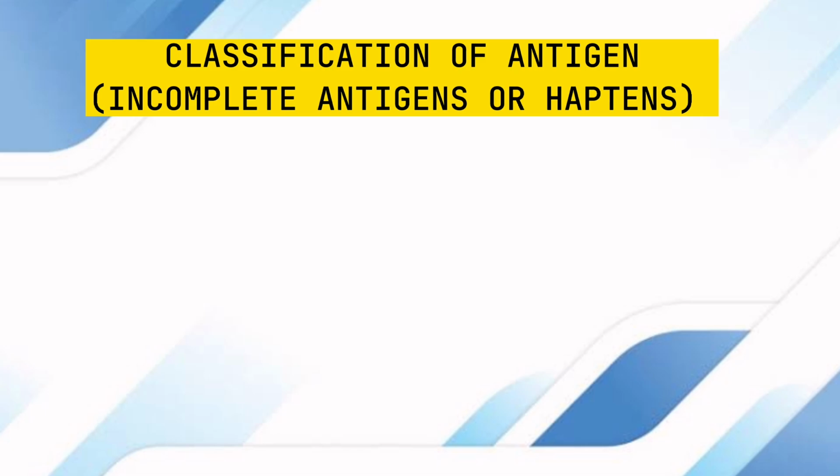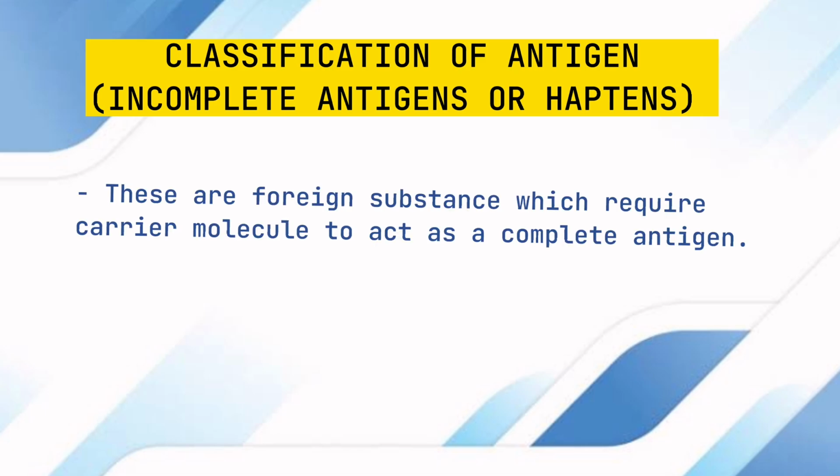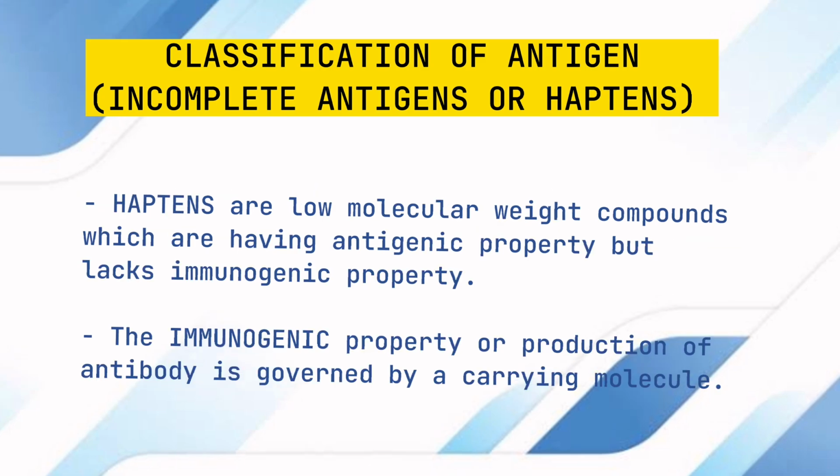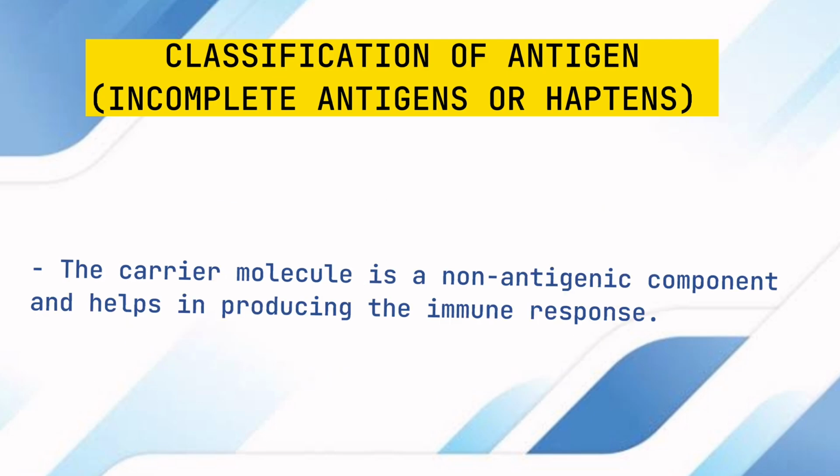Now, let's talk about incomplete antigens or haptens. These are foreign substances which require a carrier molecule to act as a complete antigen. Haptens are low molecular weight compounds which have antigenic property but lack immunogenic property. The immunogenic property or production of antibody is governed by a carrier molecule. The carrier molecule is a non-antigenic component and helps in producing the immune response.